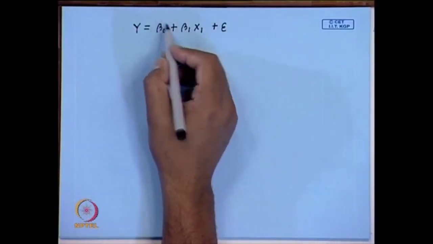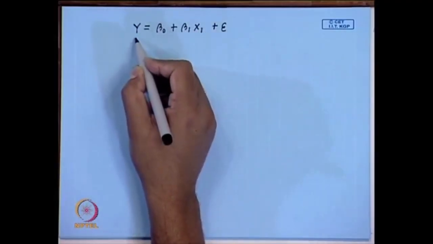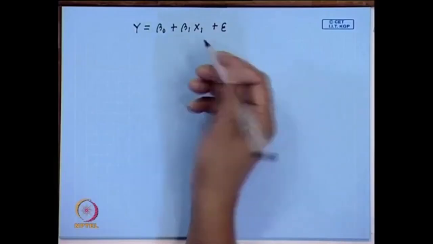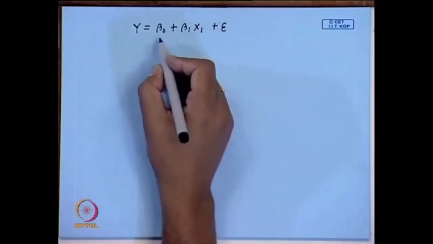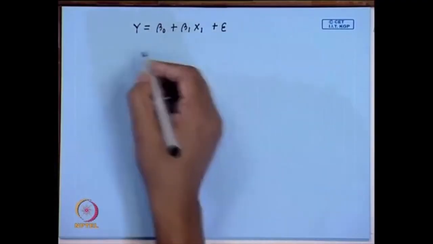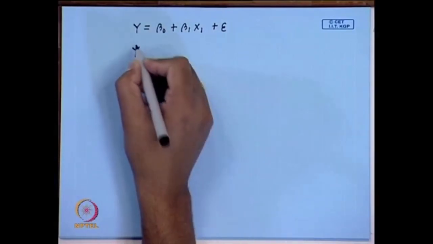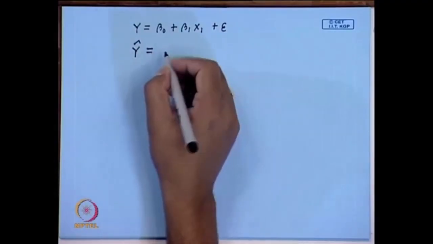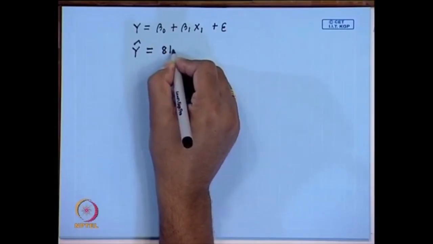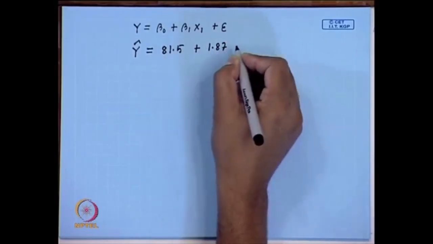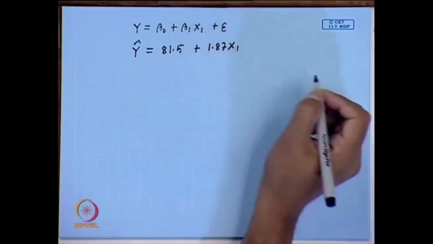So, you know how to find beta naught hat. You consider only the data corresponding to the response variable, and the data corresponding to the first regressor variable x 1, and you know how to fit this model. Fitting this model means you have to find the least square estimates of beta naught and beta 1. The fitted equation is y hat equal to 81.5 plus 1.87 x 1. So, this is the fitted equation.